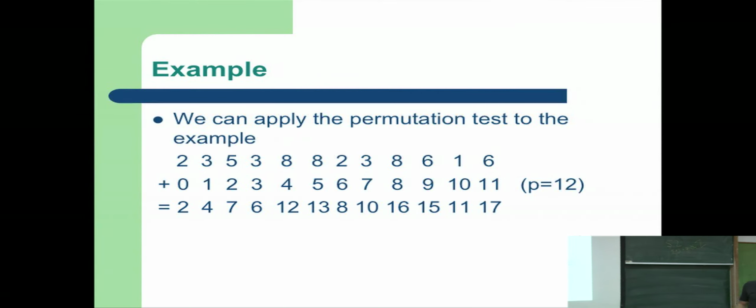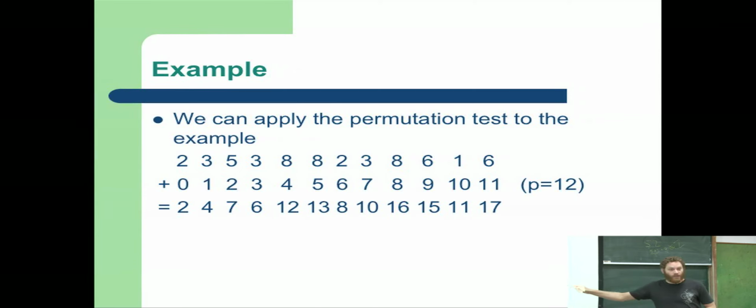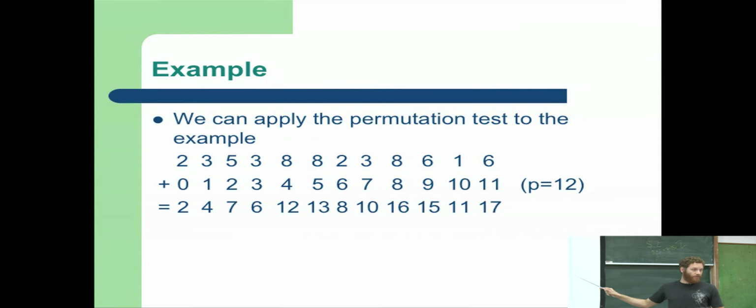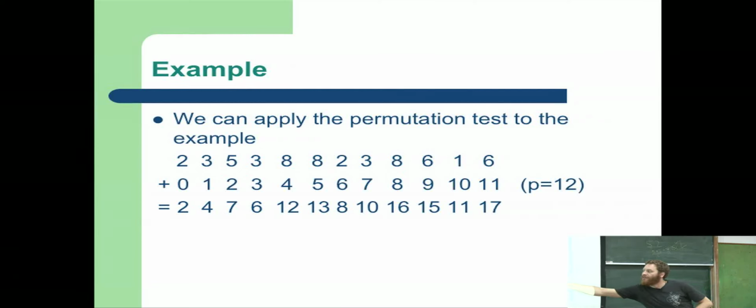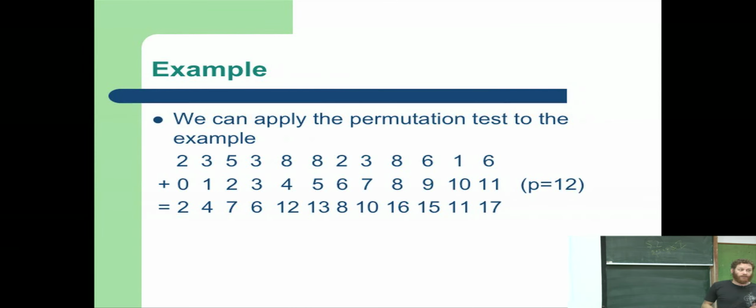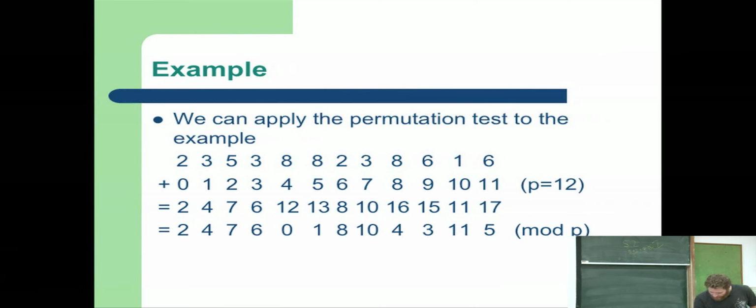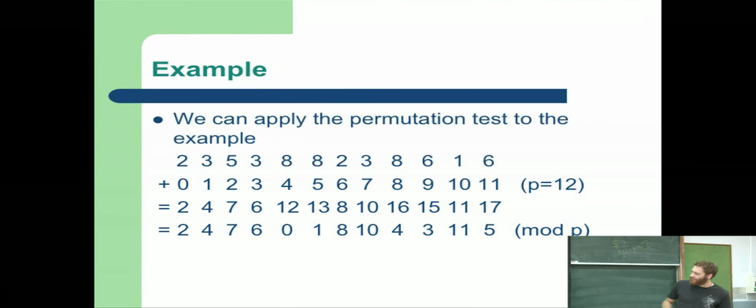And now what I do is take each of these resultant integers mod 12. Okay, so when I say mod 12, I mean if I get 12, then that's going to be 0. If I get 13, that's going to be 1. So it's like the remainder that's left over when I divide through by 12. Okay, so what does that look like? Taking mod 12, well, it's 2, 4, 7, 6.